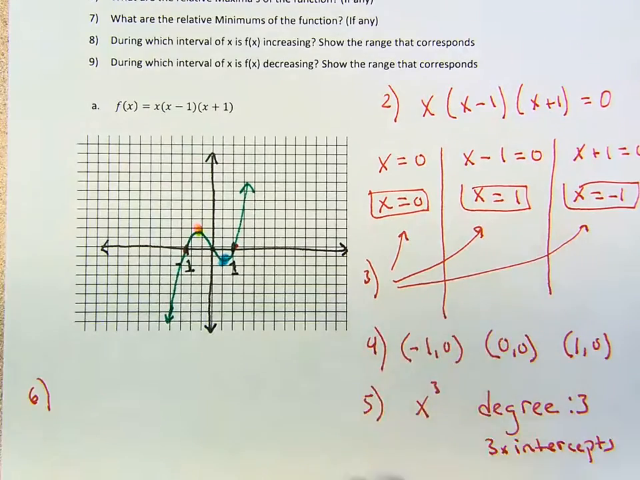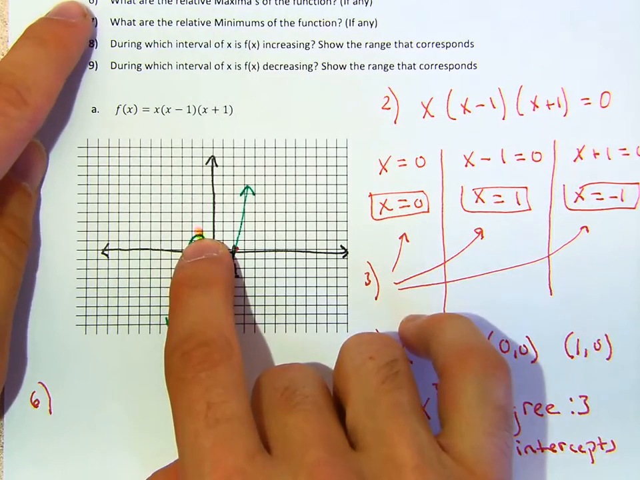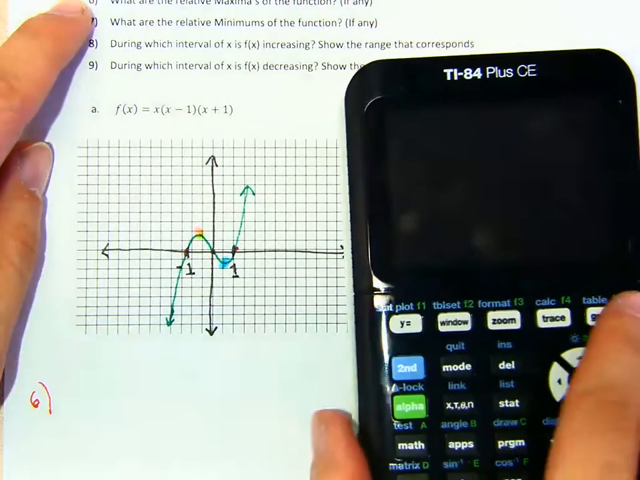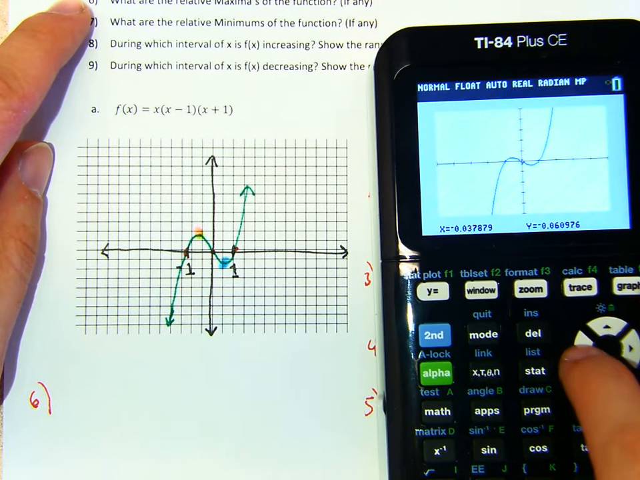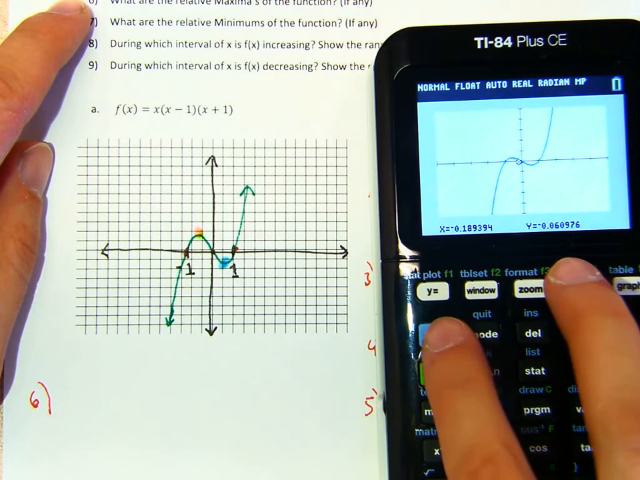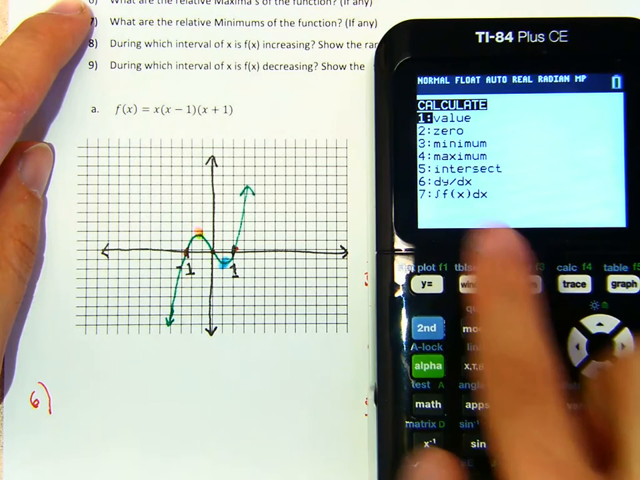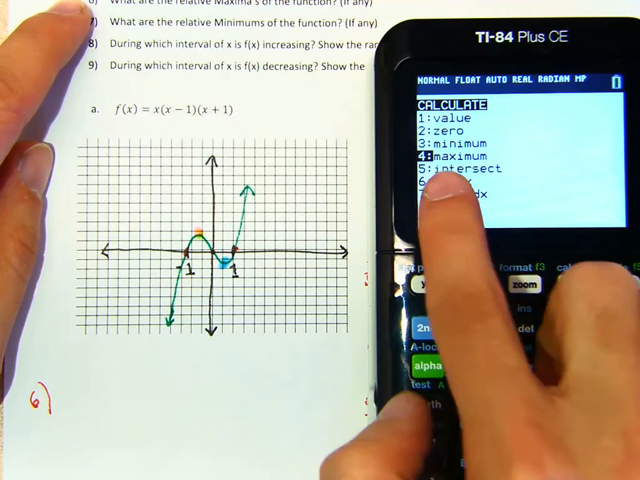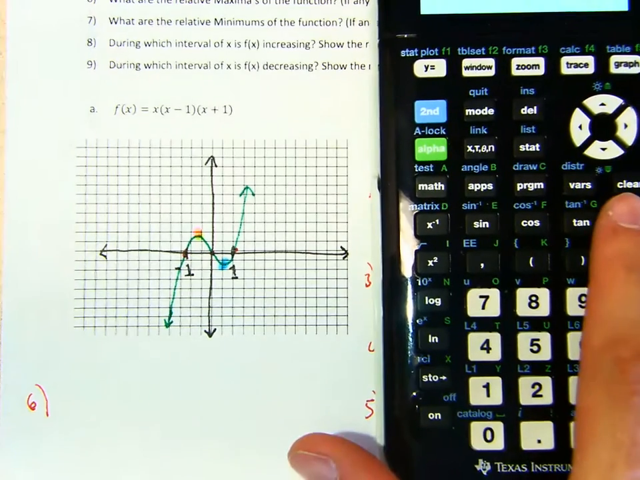Here, how can I find this relative maxima? We're on number 6 right now. Well, all I need to do is go to my function over here. Let's go to my graph. The first thing I'm going to do is hit second, trace. And now I have this command, and I want to go to maximum.